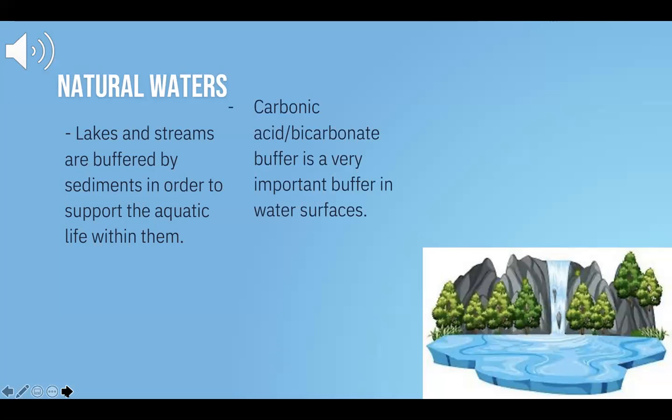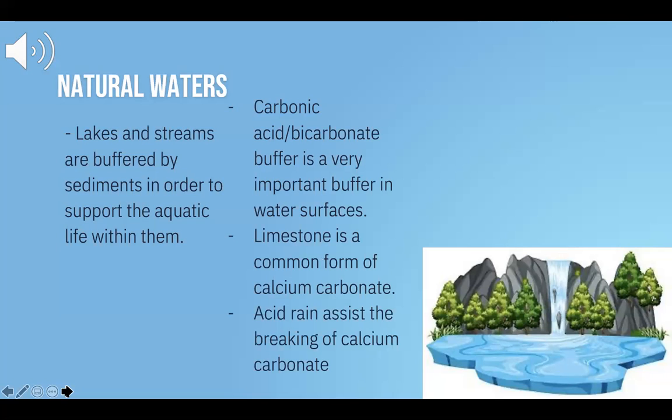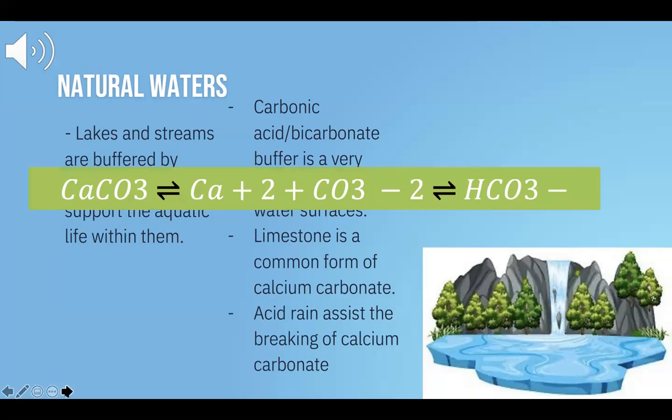Limestone is a common form of calcium carbonate. Acid rain can assist the breaking of calcium carbonate, which produces bicarbonate. The water surfaces are always in equilibrium with carbon dioxide, creating a carbonic acid in water. Limestone and rocks in natural water react with the extra acid to maintain the desired pH of lakes and streams.